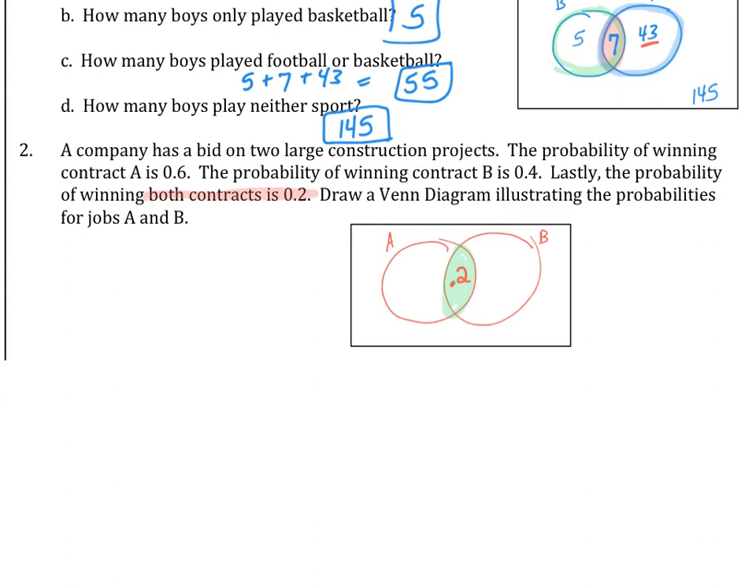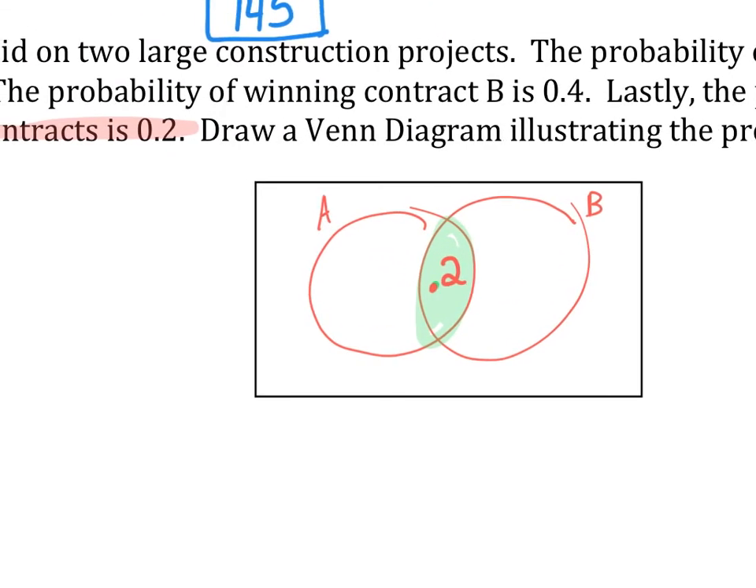Okay. And then if we look at them individually, the probability of winning contract A is 0.6. So on the left side, in this blue circle, I'm going to make it blue, the probability of winning in that circle is 0.6. And we already have 0.2 in the middle. So if it's 0.6 for that whole circle and the inner part is 0.2, what's left? 0.4. Because 0.4 and 0.2 is 0.6.